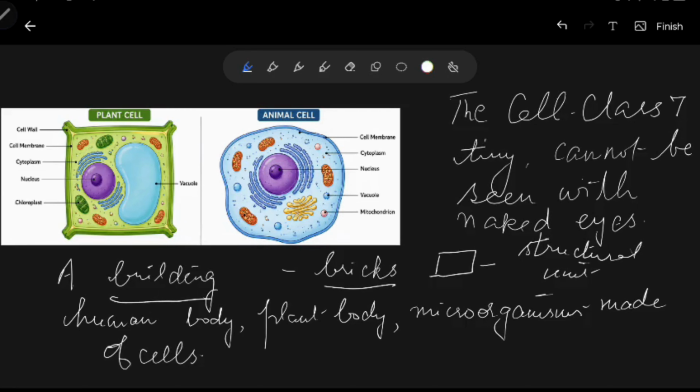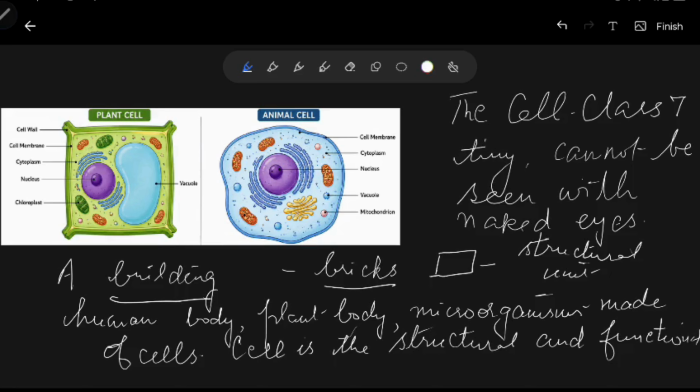In the same way, a cell is defined as the structural and functional unit of life. All the life activities which we see in living organisms are all carried out inside the cell. So, a cell is a functional unit of life.